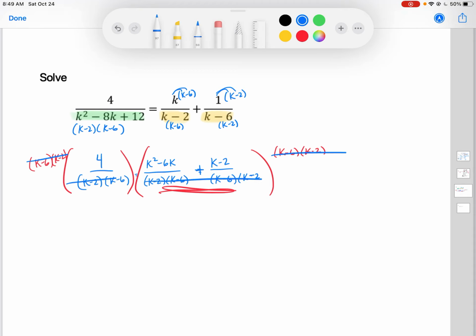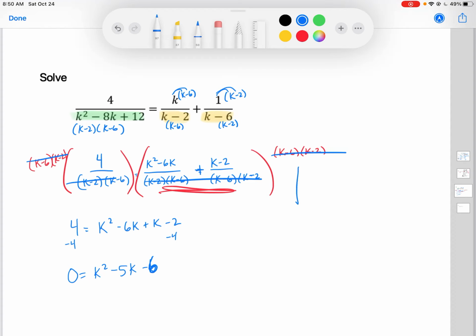So that cancels out all of our denominators, and you're left with 4 equals k squared minus 6k plus k minus 2. So this is going to be a perfect example of one where we're going to subtract. We have 0 equals k squared minus 5k minus 6, and we're going to get it equal to 0. That's what I'm going to say by subtracting, get it equal to 0.